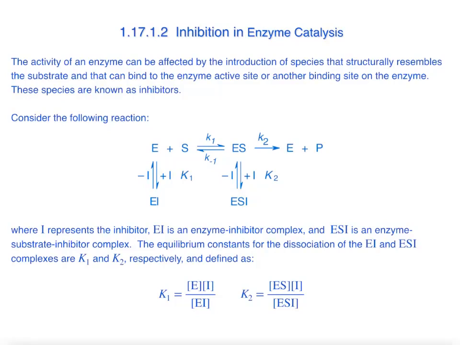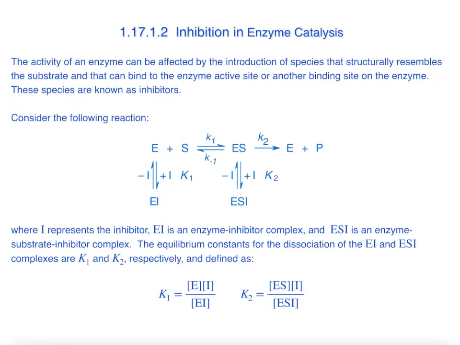In this video, we're going to cover section 1.17.1.2, inhibition in enzyme catalysis. The activity of an enzyme can be affected by the introduction of species that structurally resembles the substrate and that can bind to the enzyme active site or another binding site on the enzyme. These species are known as inhibitors.